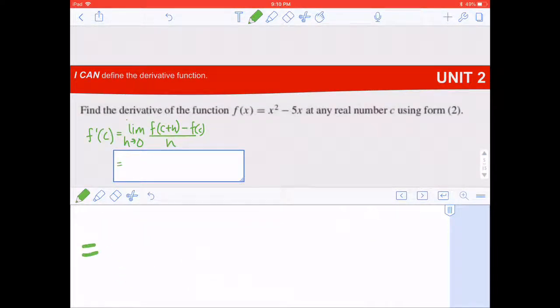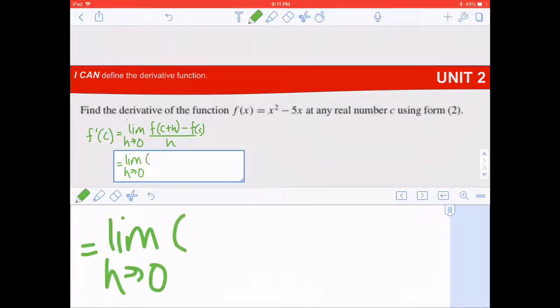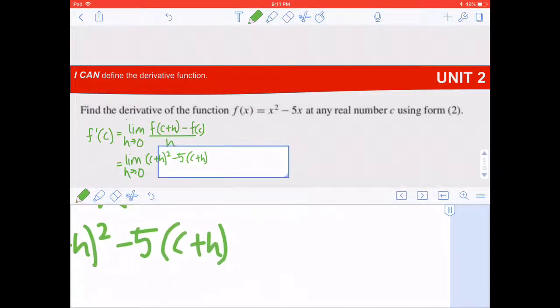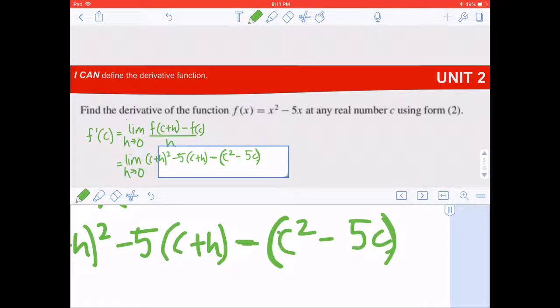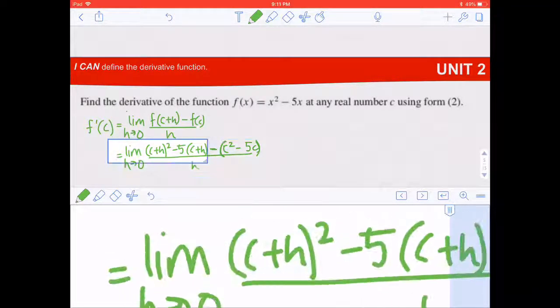So what I'm going to do now is go ahead and plug in c plus h to our function f of x, like that. So that's our f of c plus h, minus f of c, so that means I'm going to plug in c to that function here. Don't forget these parentheses because that negative is going to have to distribute. And this is all divided by h.